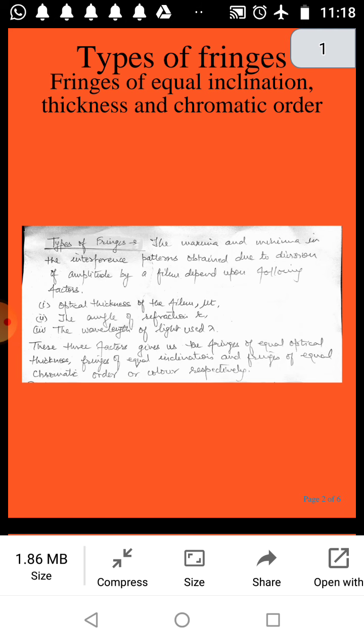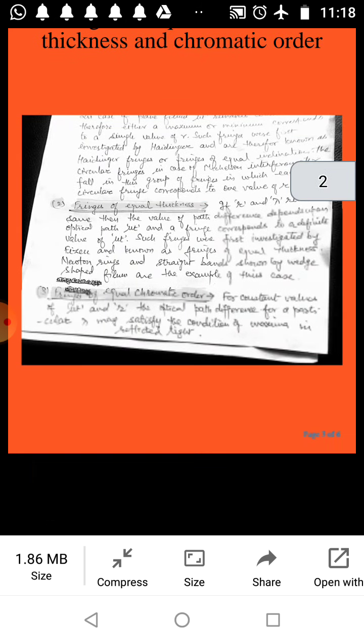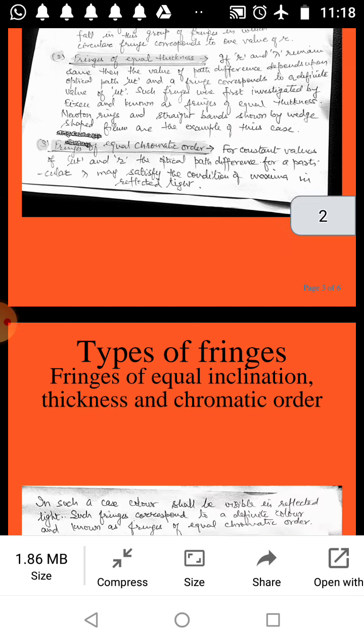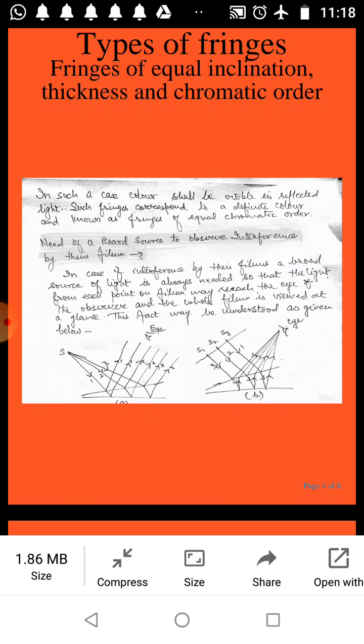Third, fringes of equal chromatic order. For constant values of mu t and r, the optical path difference for a particular lambda may satisfy the condition of maxima in reflected light. In such cases, color shall be visible in reflected light. Such fringes correspond to a definite color and are known as fringes of equal chromatic order.